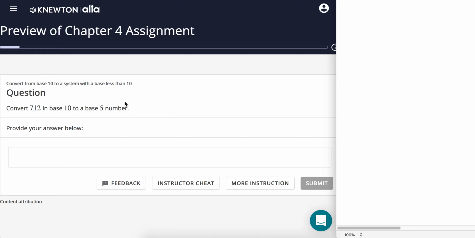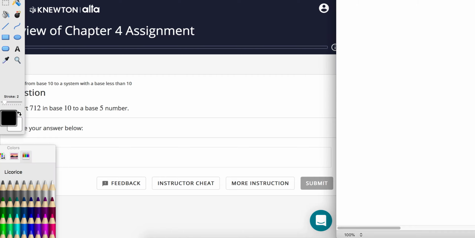We have to convert 712 as a base 10 number, meaning this is like our normal number. 712 means exactly what we think it would. Now we have to convert it to base 5, okay? So what that means is we need to find out, 5 to the third power, how many of these numbers are in 712.